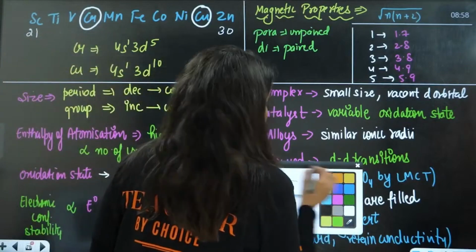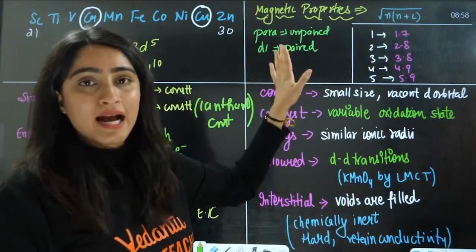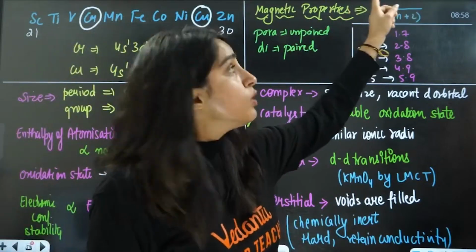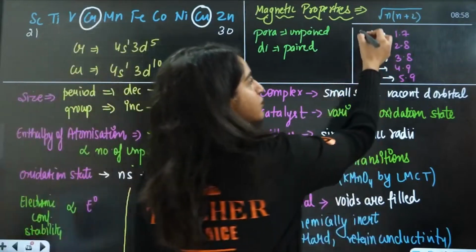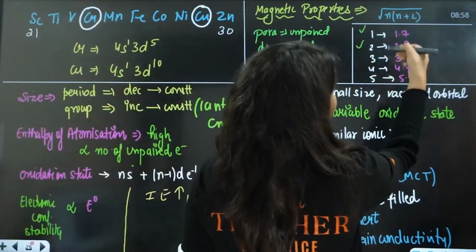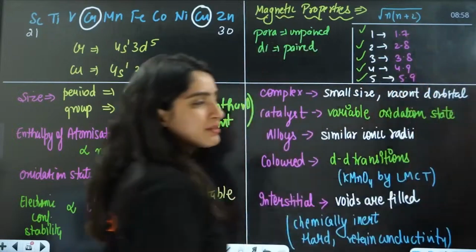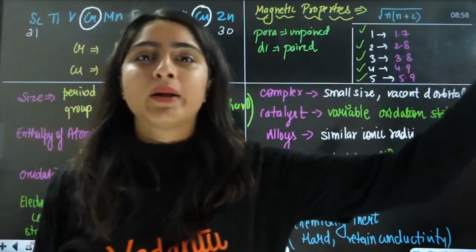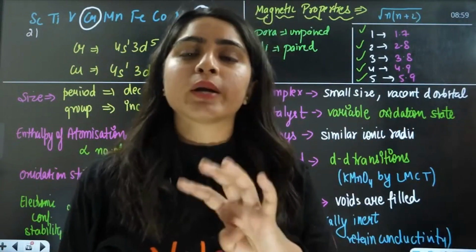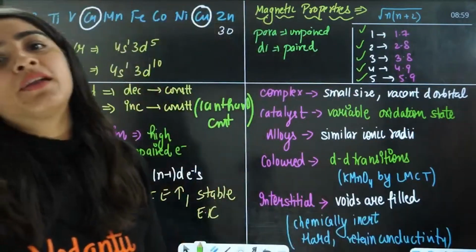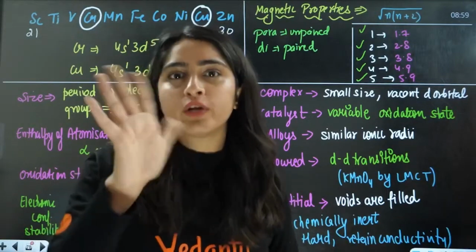Next, we have magnetic properties here. Paramagnetic means unpaired electrons, diamagnetic means paired electrons. Mu is equal to the square root of n into n plus 2, where n is the number of unpaired electrons. If the unpaired electrons are 1, that will be 1.73, 2 will be 2.83, 3 will be 3.87, 4 will be 4.9, and 5 will be 5.9. That means it will be the number of unpaired electrons point something. Unpaired electrons cannot be more than 5, because we have only 5 d orbitals.